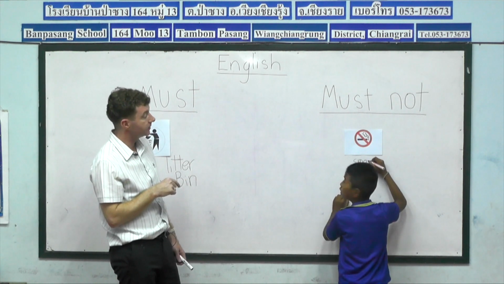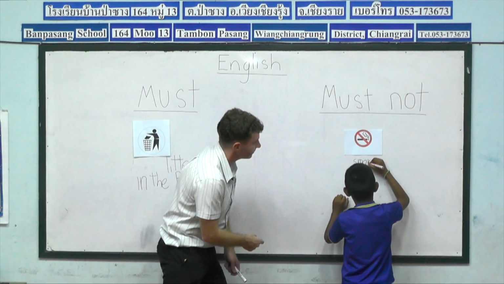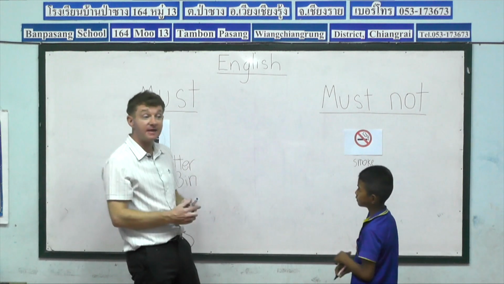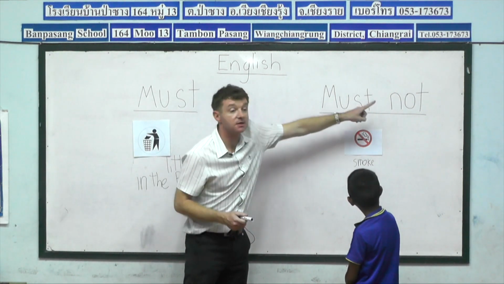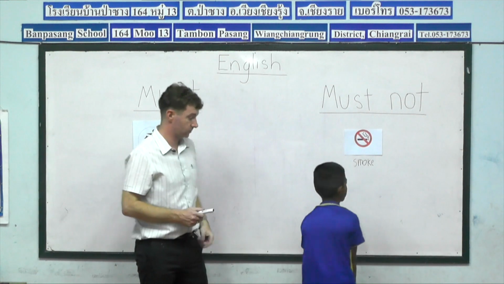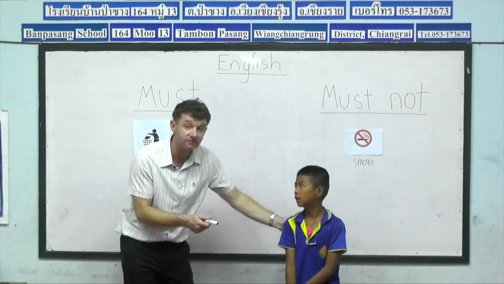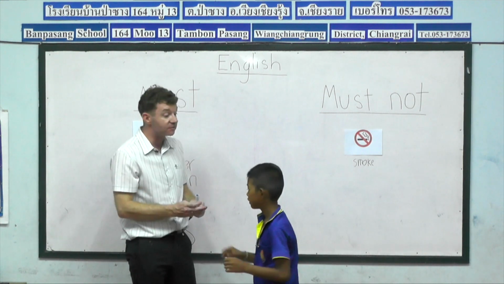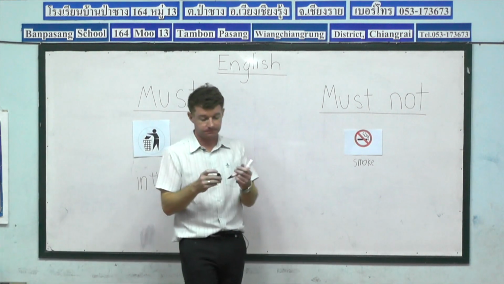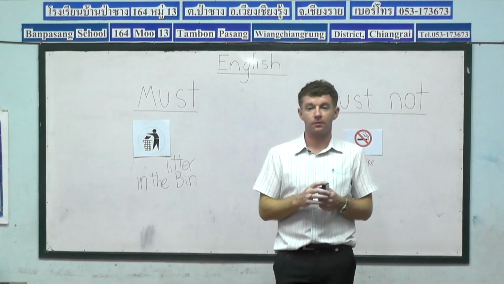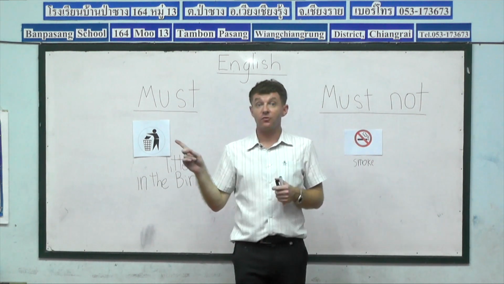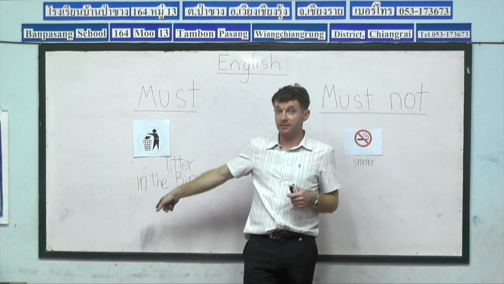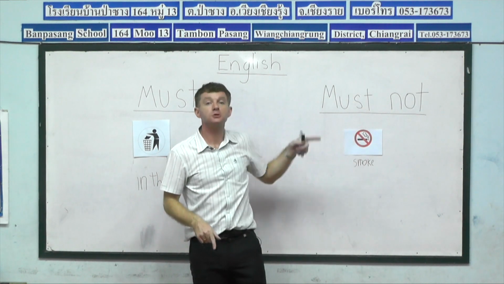S-M-O-K. K. That's correct. And then E. Perfect, Pat. So we can say together, must not smoke. One more time, Pat. Must not smoke. That's excellent. High five and a big round of applause for Pat. So far, must put litter in the bin, must not smoke.